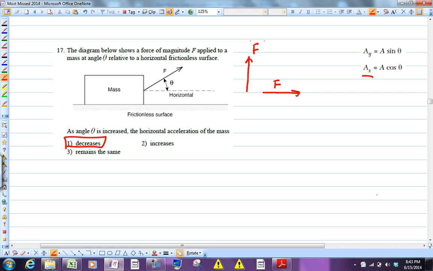In fact, the x component is always going to be the magnitude times the cosine of the angle. And cosine of 0 is 1, cosine of 90 is 0. So as we increase theta, say something like this, it's just going to be a little baby x component. Fx is going to be very small. Fy is going to be very big, but that's not going to do anything to accelerate it horizontally. So as theta gets bigger, the x component gets smaller, so the force horizontal gets smaller, and A equals F over M. If F gets smaller, A gets smaller.